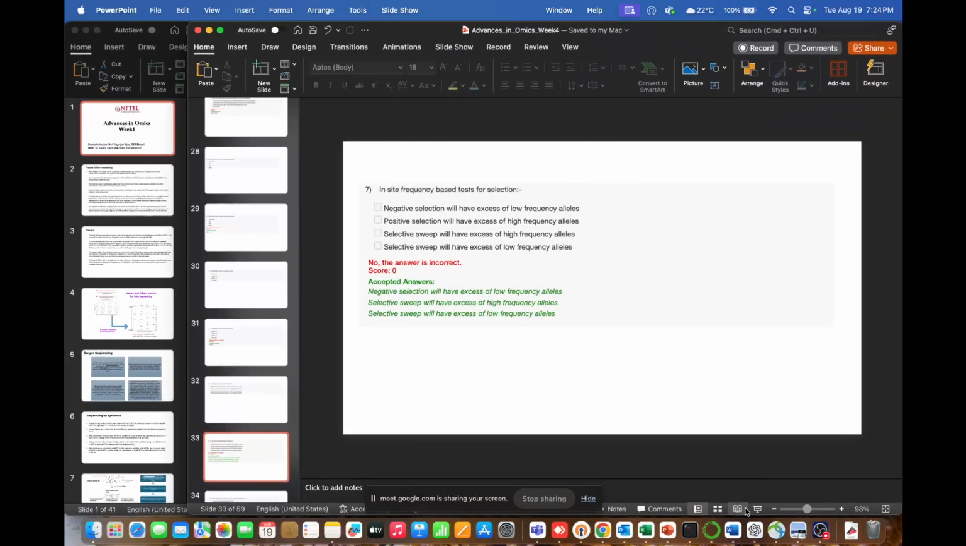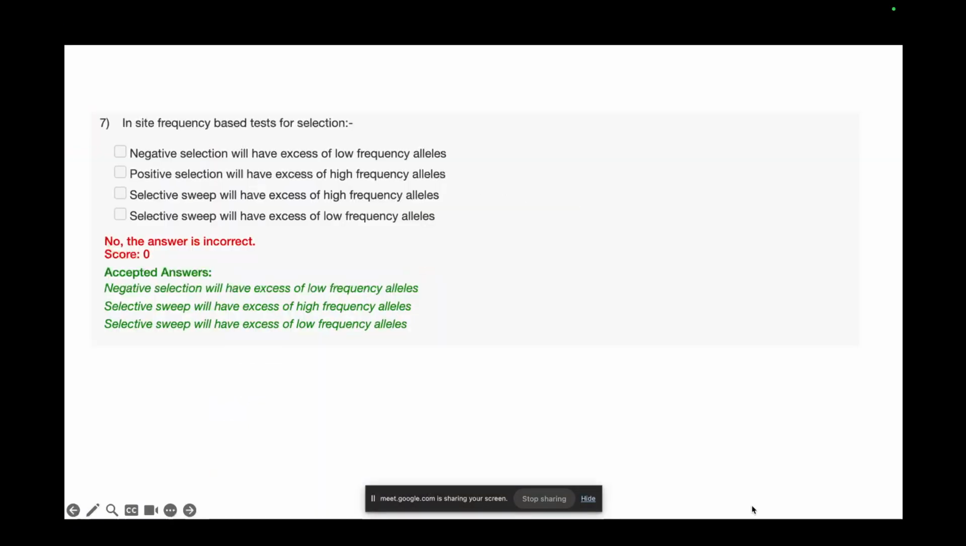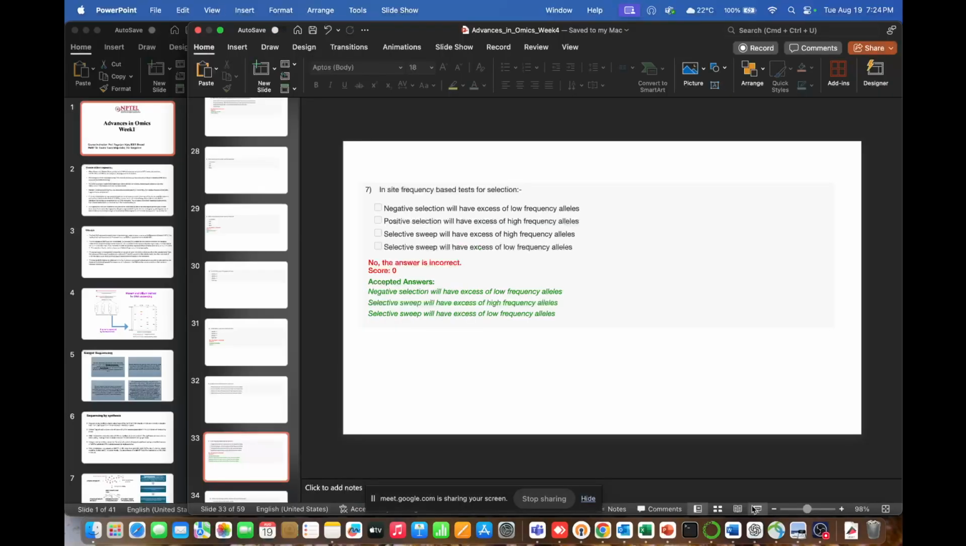So, please look at the question properly and try to understand what it is saying before you mark the answers. Okay, I hope this is fine.